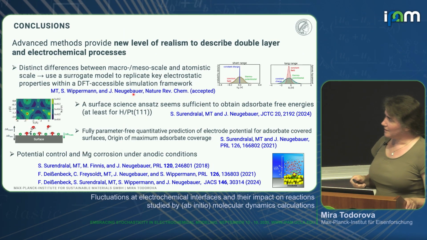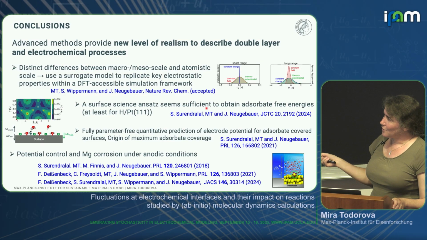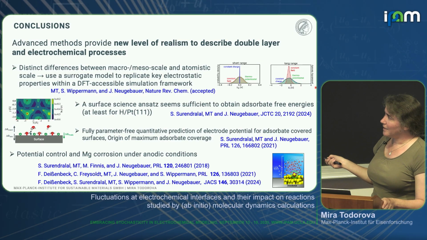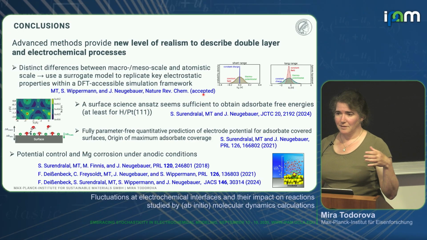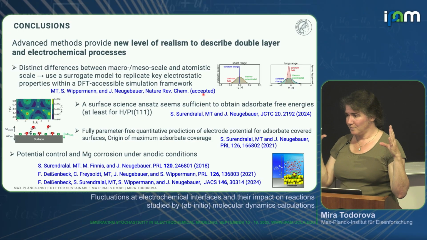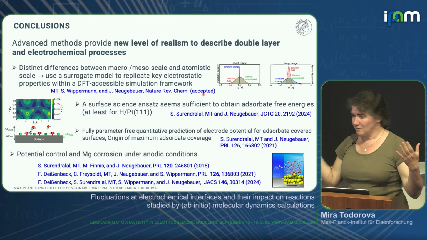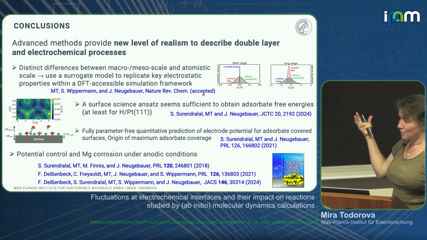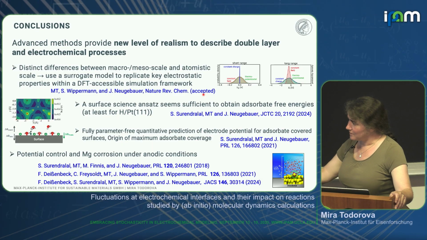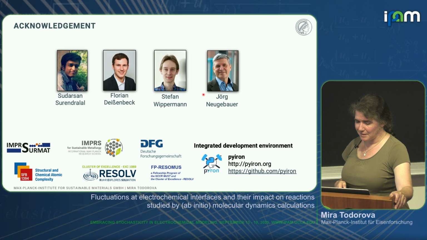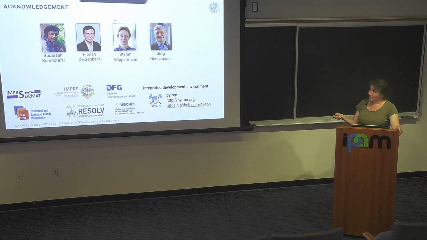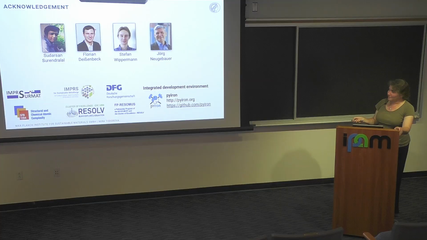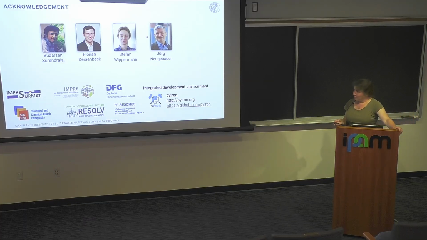With this, I'm at the end. I hope I was able to show you that we need to take care what kind of boundary conditions we have in order to embed our small supercell into the environment, in order to be able to reproduce what we see in the big system. I was discussing 2 examples, for platinum and magnesium. In the end, I would like to acknowledge Sudarshan, Florian, Stefan, and Jörg in particular, and thank you for your attention.